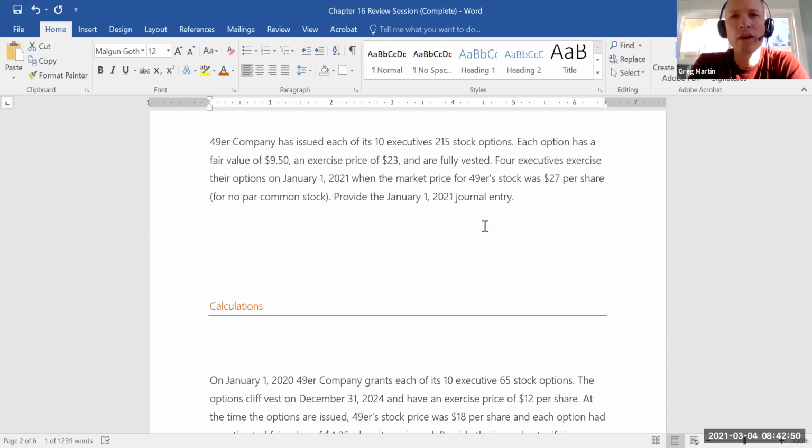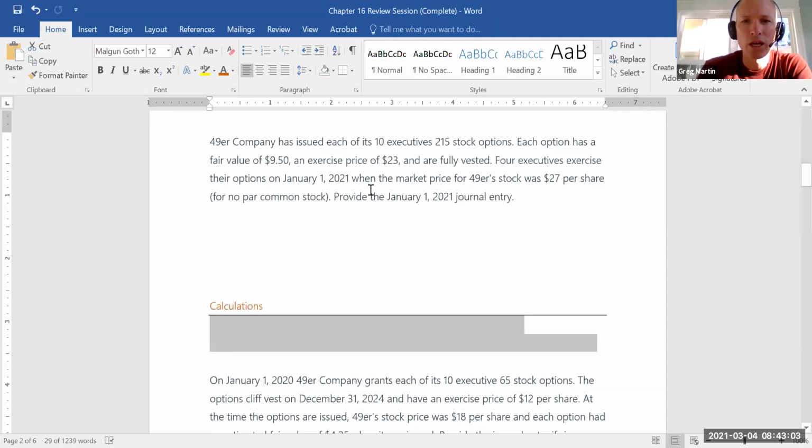So one thing I just want to highlight here is with each of these problems, I'm going to give you more information than you actually need in most cases. And so I just want you to understand this. You're going to have more information than you need on a lot of these problems. So on this one, obviously the important things when they exercise the options is the exercise price, because that's the price they have to pay the company, the fair value, because that's the amount that we had assigned to the paid in capital account, and the number of executives that exercised it, which is 4 in this case.